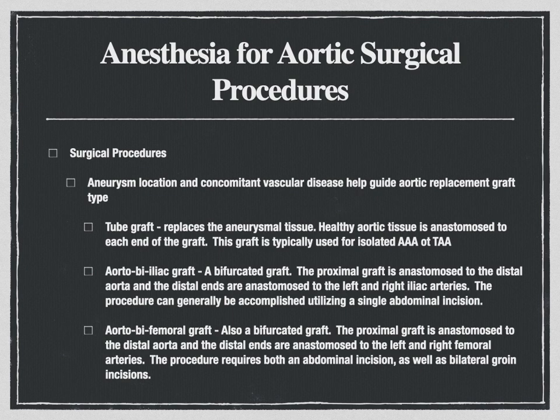Next is the aortobiliac graft. A bifurcated graft. The proximal graft is anastomosed to the distal aorta, and the distal ends are anastomosed to the left and right iliac arteries. The procedure can generally be accomplished utilizing a single abdominal incision. Then there's the aortobifem grafts, also called a bifurcated graft. The proximal graft is anastomosed to the distal aorta, and the distal ends are anastomosed to the left and right femoral arteries. The procedure requires both an abdominal incision as well as bilateral groin incisions.